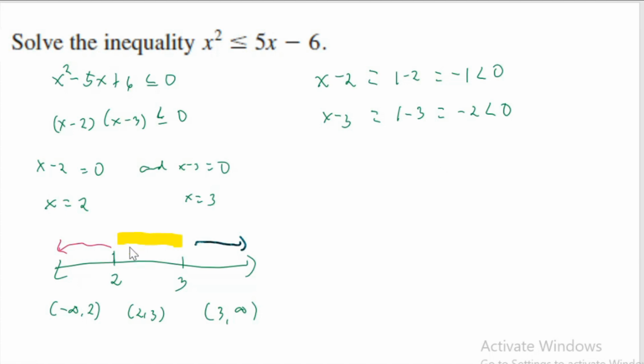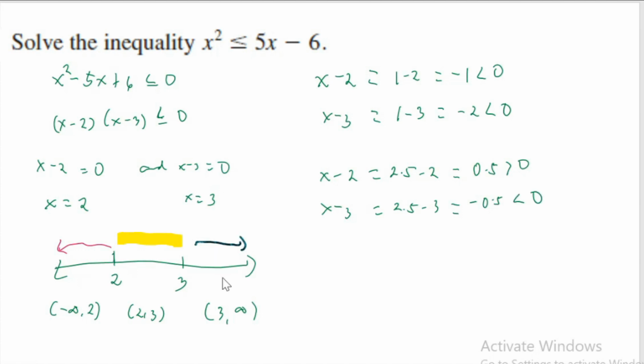On the interval from 2 to 3, shall we say x is 2.5. Then x minus 2 is 2.5 minus 2, which is 0.5, and 0.5 is greater than 0. And x minus 3 is equal to 2.5 minus 3, which gives the answer of negative 0.5, and negative 0.5 is less than 0.